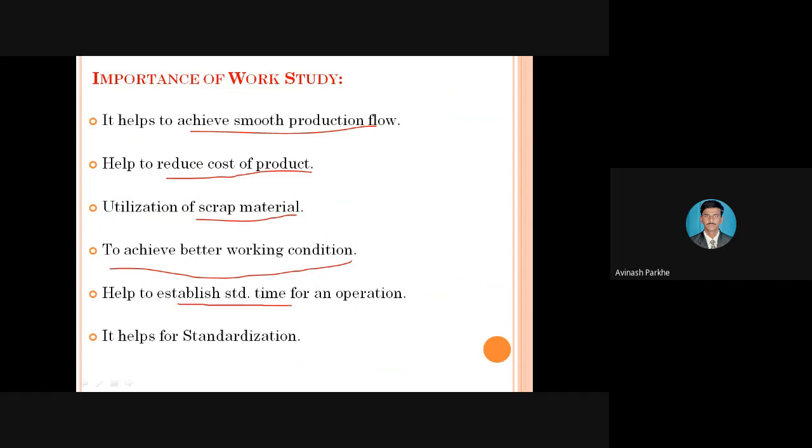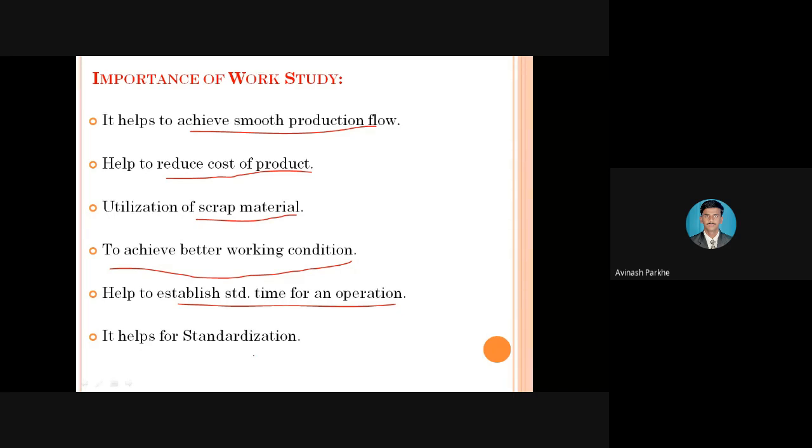Then to establish the standard time for the operation. If I am performing 10 operations on one product, then measurement of the time of each operation is called work measurement. For the first operation 10 minutes are required, for the second operation 15 minutes are required, for the third operation again 10 minutes are required. So we have to calculate the operation time of each and every operation, and at the end I have to do the addition, and after the addition I can say that this much standard time is required to convert that raw material into the finished product.